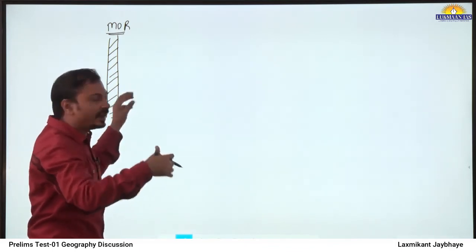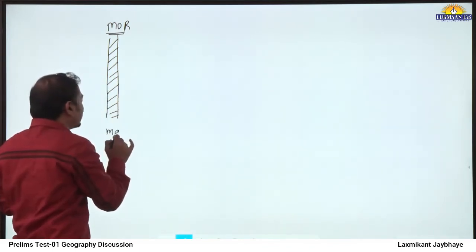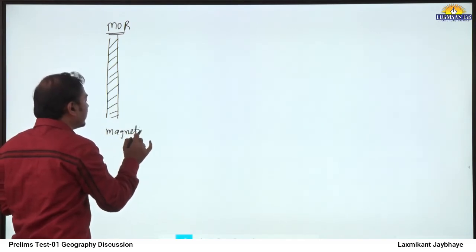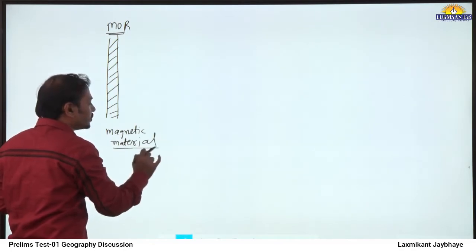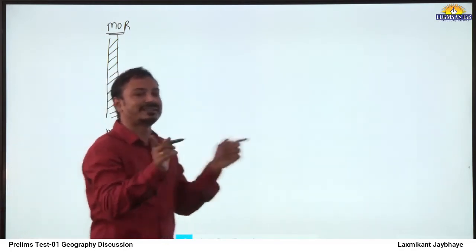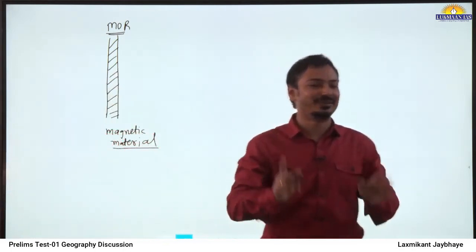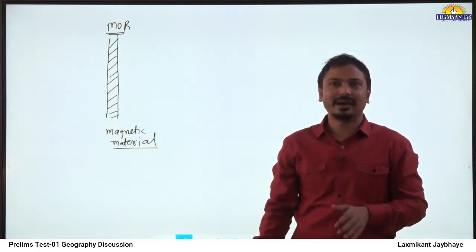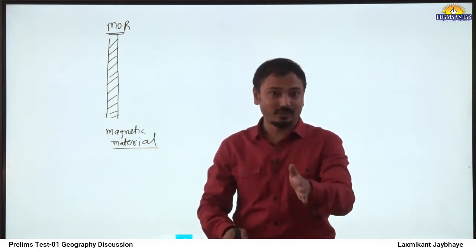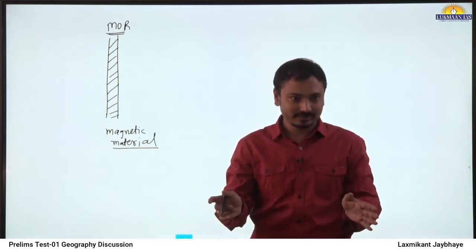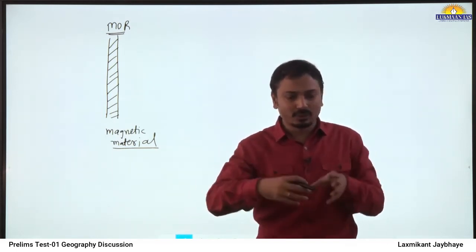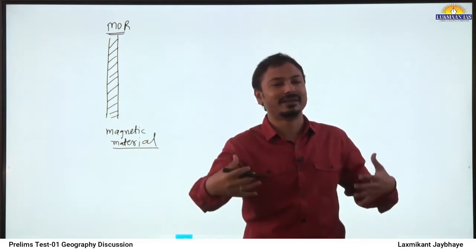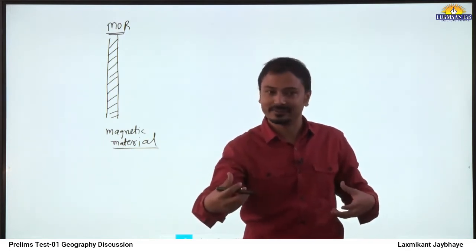When they are solidified, the magnetic material within those rocks gets aligned to the existing Earth's magnetic field. They get aligned to the field existing at that time. What is Earth's magnetic field? Okay, the north and south magnetic poles. So they get aligned with those, and they stay that way because now they are solidified.